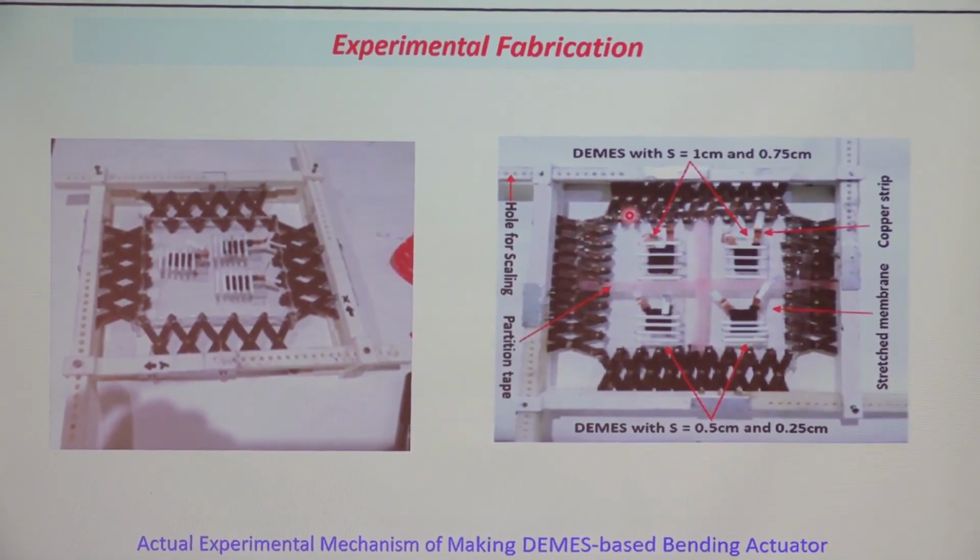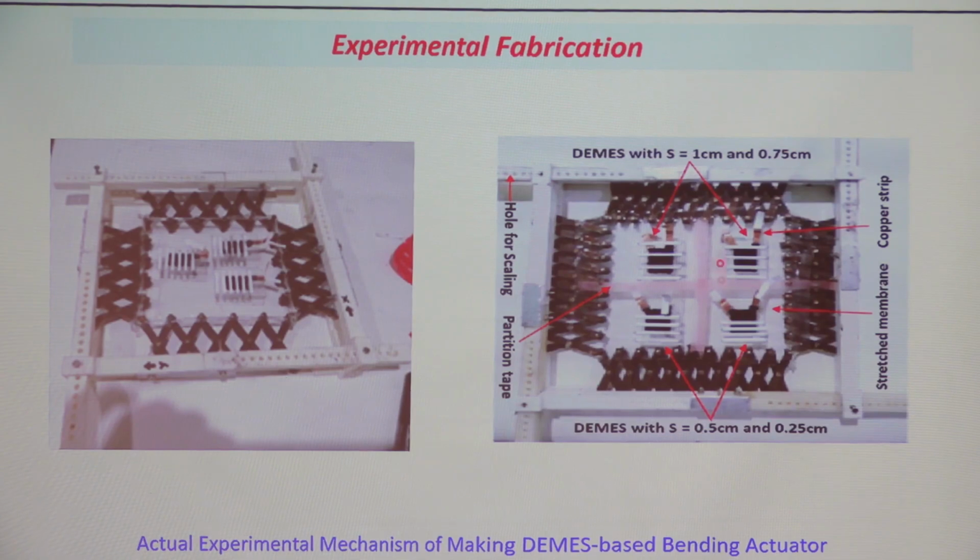Different DMS means the spacing. You see the spacing is 1 centimeter here, and here the spacing is 0.75, 0.5, 0.25. So it's not that for one particular spacing you develop full stretching of the membrane and put 1 centimeter. No. If you want to analyze the effect of different spacing, just put it in a single go.